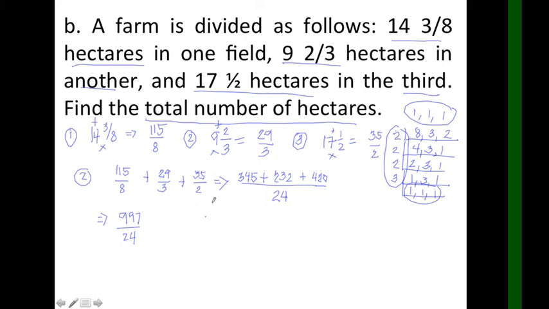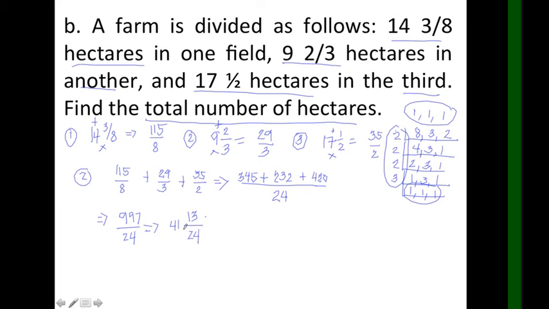So we have 41 here. I think our answer is a mixed number. So we have 41. Ilang 24 meron sa 997? And that's 41. So if you multiply 24 times 41, that's 984. I-minus mo siya ng 997, that's 13. Ibig sabihin, meron siyang remainder na 13. If gusto mo makasigurado kung tama yung ginagawa natin, you can do a long division to get the remainder. Okay? And then we will write the divisor.